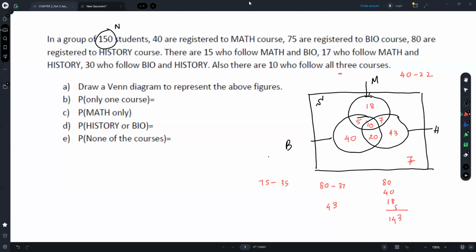So you can find this probability. What is the probability? Only one course: 40, 18, 43. Bio only, maths only, history only, out of 150. What is the maths only? 18 out of 150. History or bio, you have to find it, apply the addition rule and find it. None of the courses, 7.